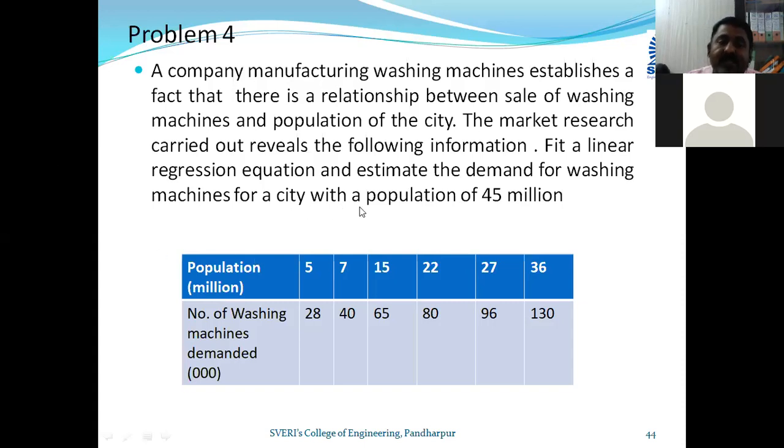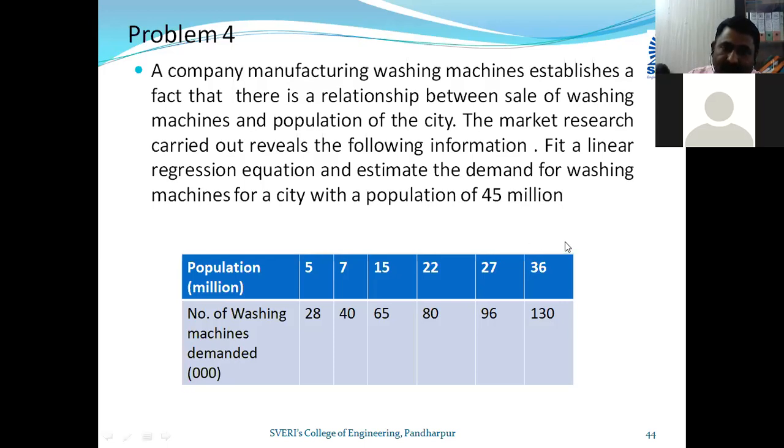Estimate the demand for washing machines for a city with population 45 million. So what is asked next? When you get a line based on this data, then I will put the value as 45 million, and then I will calculate how many washing machines are required for that city having the population of 45 million. By using that equation, y = a + bx, you can put the value of x as 45 and easily calculate that y value. Then I will multiply that y value by 1000, 3 zeros, and I will predict the demand for machines. So friends, this is the methodology.